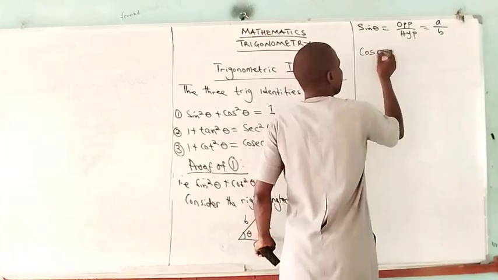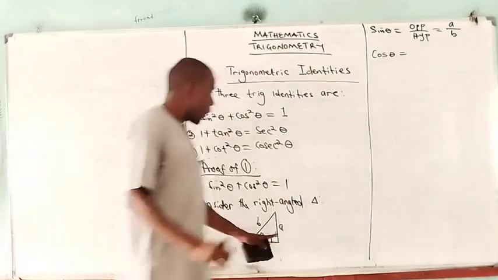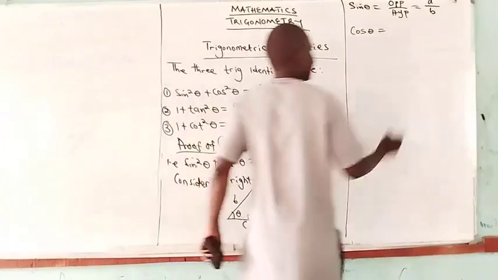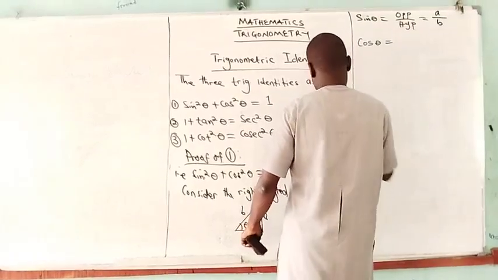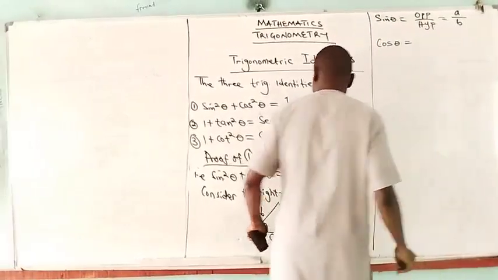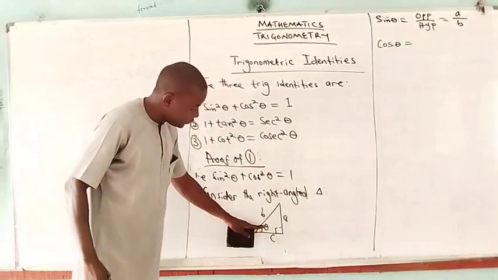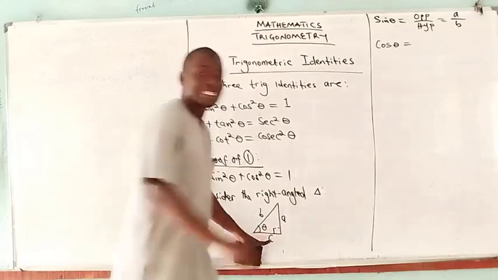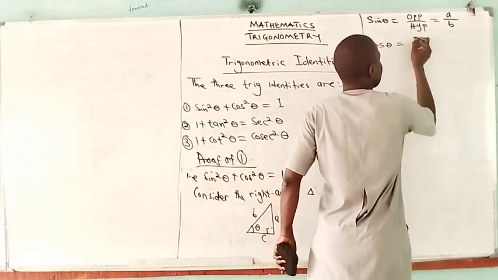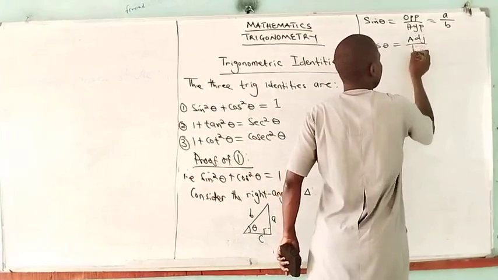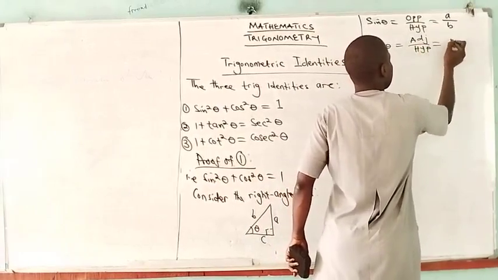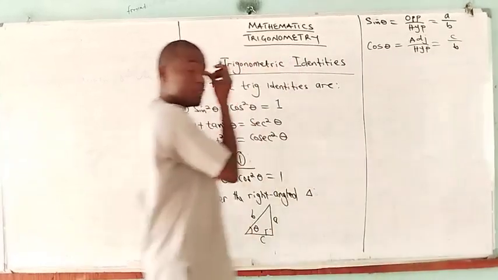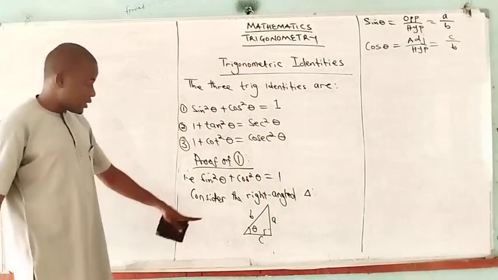Then cos theta is what? Cos theta is adjacent over hypotenuse. What is the adjacent of this? The line the angle and the right angle lie on is C. Adjacent is C. Our hypotenuse is B. As you can see.